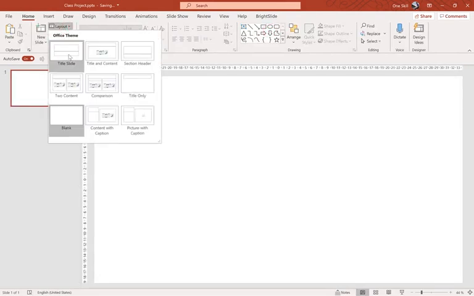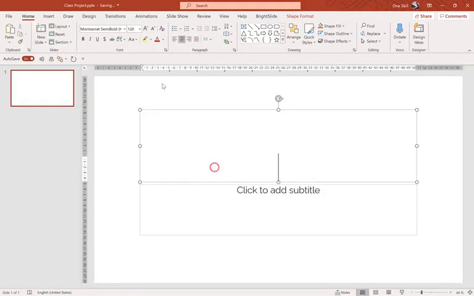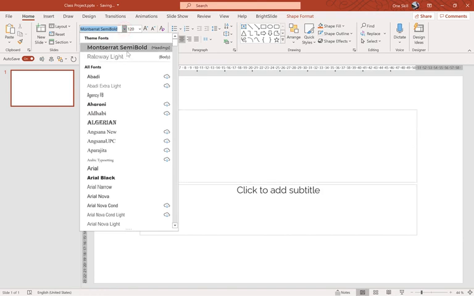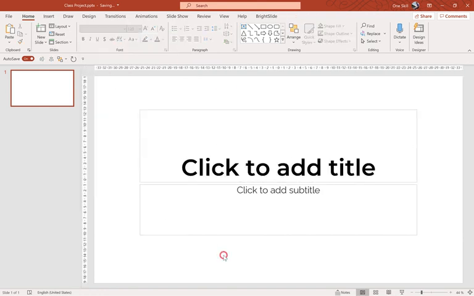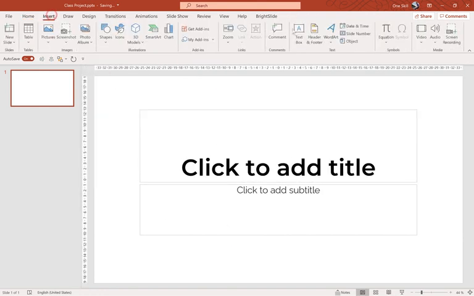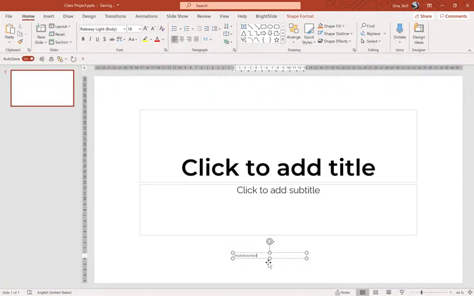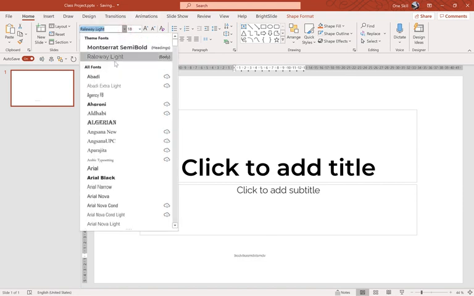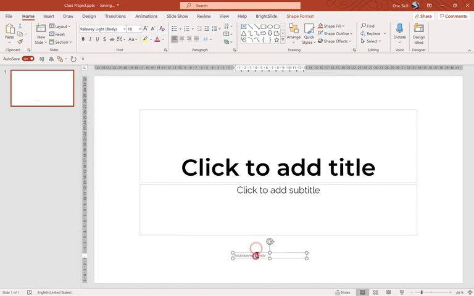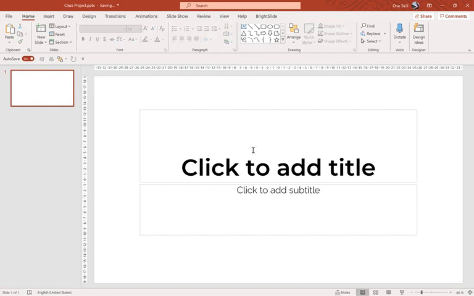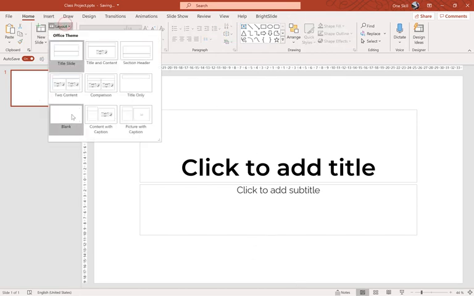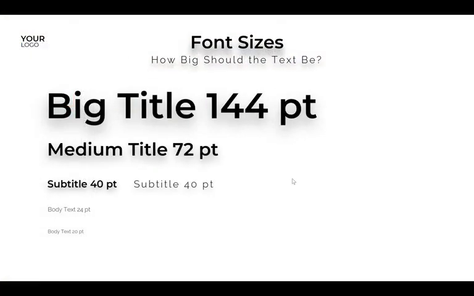And now, if we would choose a slide layout with some titles, as you can see, we can choose our fonts. So Montserrat Semi-Bold for the headings, and Raleway Light for the body text. So if we would insert a simple text box and if we would start typing, as you can see, the font is Raleway Light, our body font. So that's super duper awesome because you don't have to select your font each time because they're set automatically.